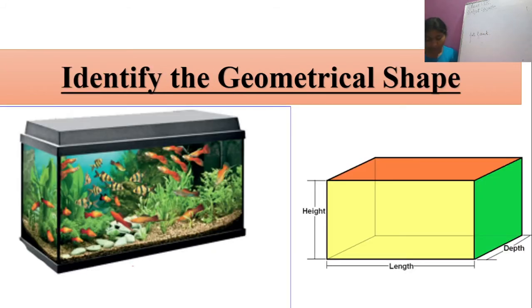Now you have to tell me what is the geometrical shape. Do you find this geometrical shape, which I pasted for you in front of you on the right hand side? What is that? Yes, it is in the form of a cuboid, right? Very good students. Now let's see, is this fish tank in the form of a 3D or 2D? Yes, very good students. This is a three-dimensional shape, right?